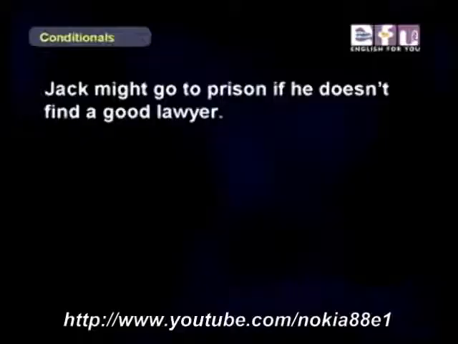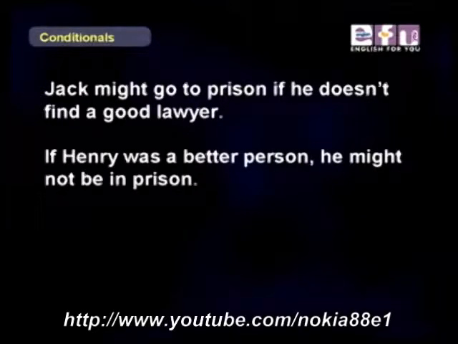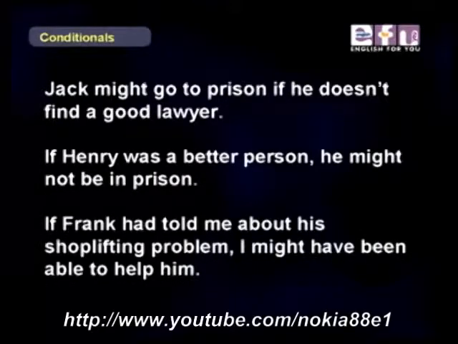Now, let's look at might. Jack might go to prison if he doesn't find a good lawyer. If Henry was a better person, he might not be in prison. If Frank had told me about his shoplifting problem, I might have been able to help him. In these sentences, might refers to possibility.